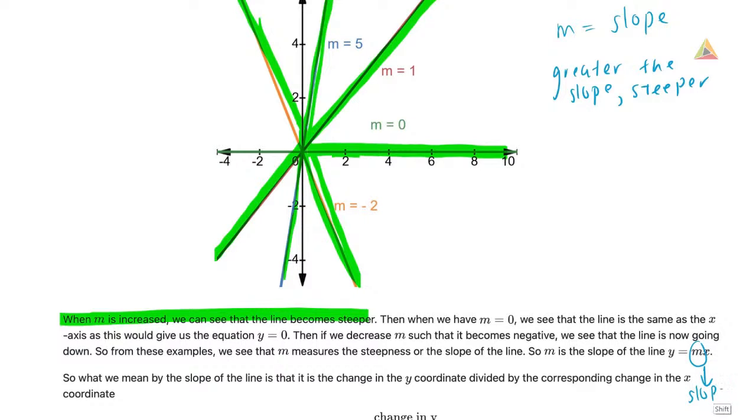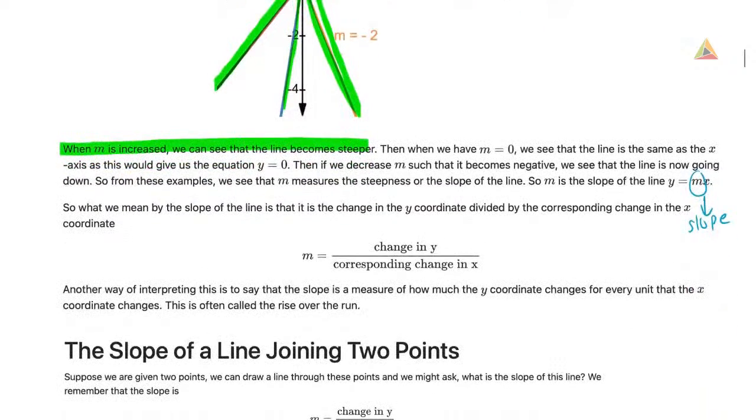So remember that letter is associated with the slope. What we mean by the slope of the line is the change in the y coordinate divided by the corresponding change in the x coordinate. So that's just what m actually signifies.